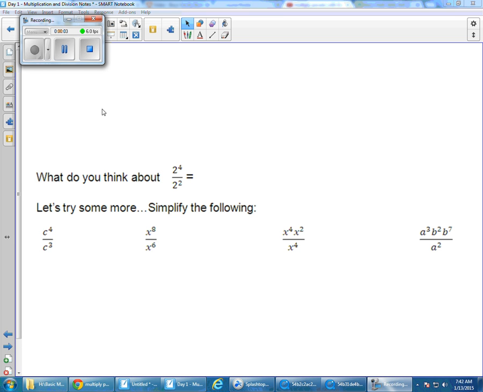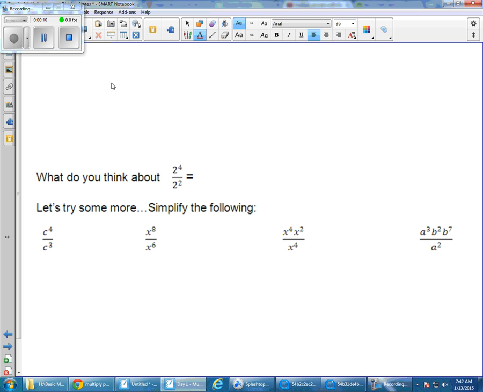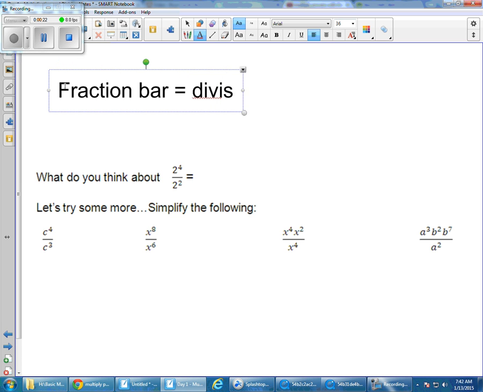We talked yesterday about how in our new unit with exponents that we're going to be adding and subtracting. So yesterday we were multiplying powers with like bases. Now today we're going to see something different. Whenever we see a fraction bar, we want to think of the fraction bar as dividing. Okay, so that's one thing we want to make sure we can get. The fraction bar equals division.